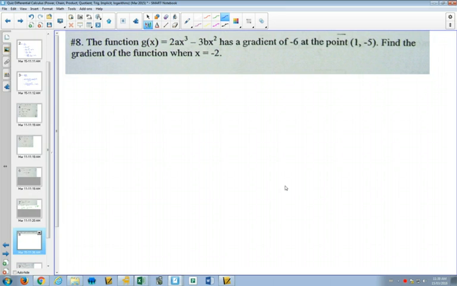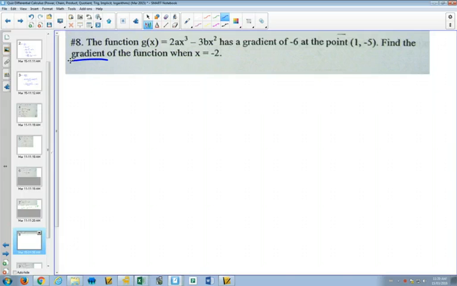So we've got this function, and it's got a's and b's, finding the gradient of the function when x equals negative 2. At first, it seems a little bit crazy because we have a bunch of things we don't know. We know that gradient means the derivative.